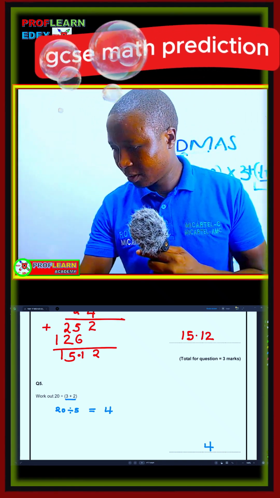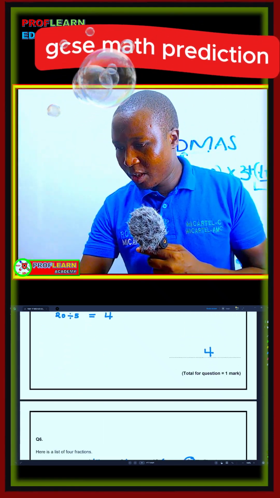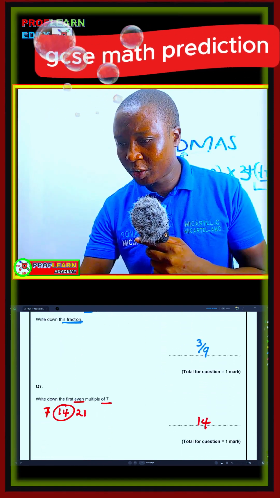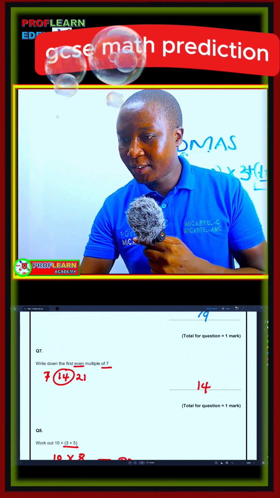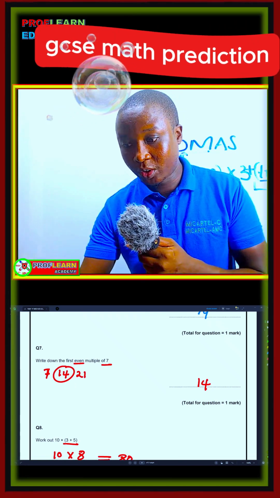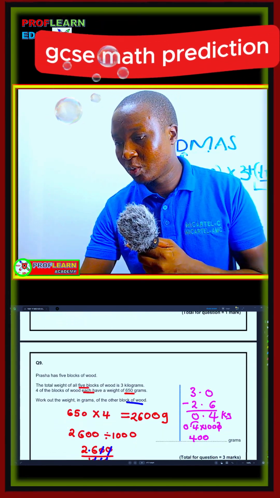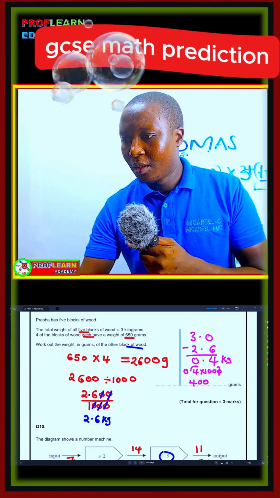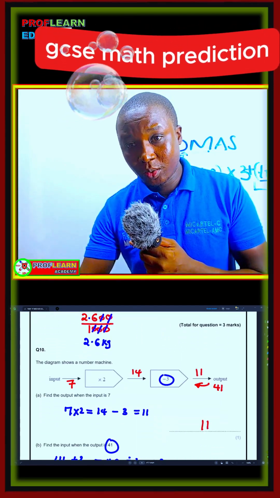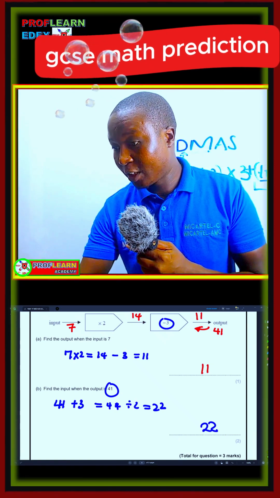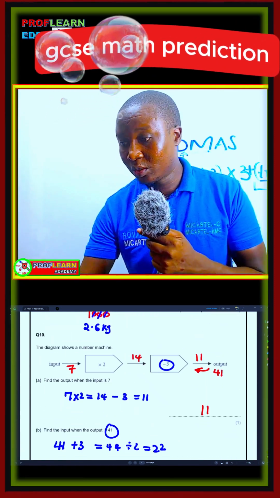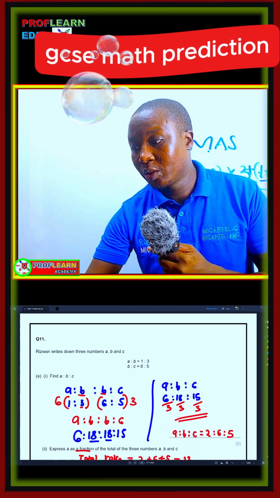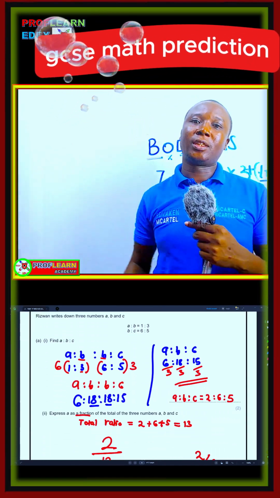Then we need to go down. You need to know how to deal with fractions, writing down the first even multiples of 7. Questions like that, you need to know how to work them out. Questions to do with algebra, fractions, and functions. Also, you need to be able to do such questions. Ratio questions, you also need to practice the same.